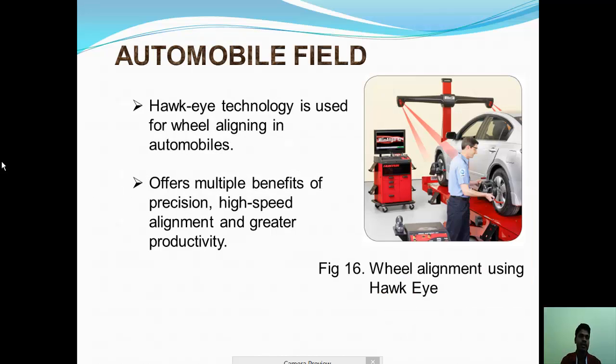The Hawkeye technology is also used in automobiles for wheel aligning. So this reduces the human effect to a great extent, and offers multiple benefits of precision, high-speed alignment and greater productivity.